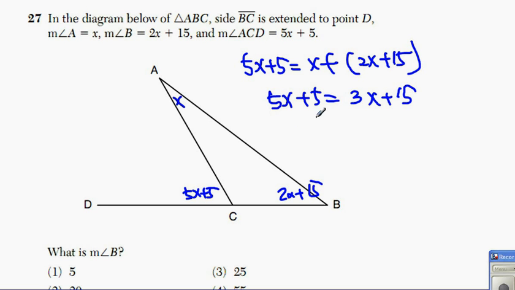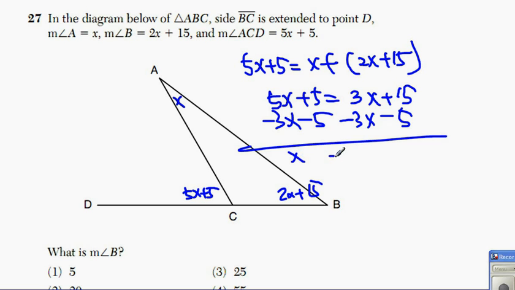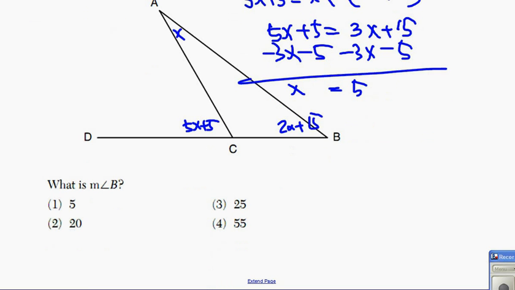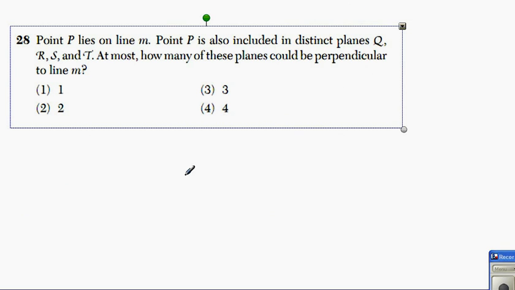Now when I subtract 5 from each side, and subtract 3x from each side, then we realize that x must be equal to about 5. Then angle B now becomes 2 times 5 plus 15, and we end up getting 25 to be our answer. Alright.